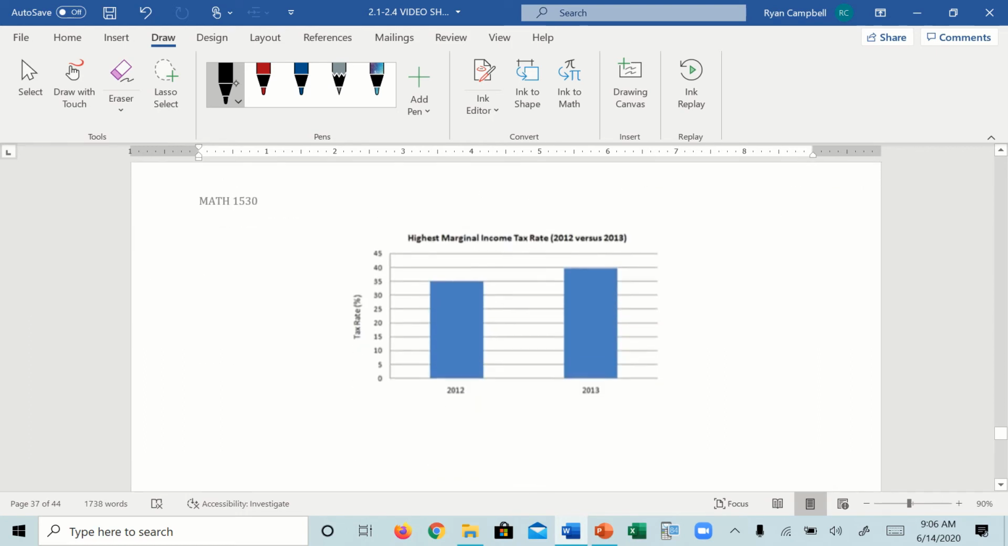So this would actually be better, right? This is a graph that starts at 0. And when you look at the comparison, right, this looks a little bit more fair. 35, 39.5. This is the better graph.